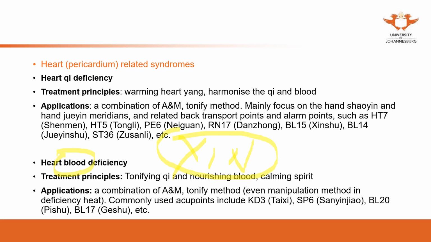The treatment principle is to tonify the qi and nourish the blood to calm the spirit. We use the combination of acupuncture and moxibustion, with reinforcing technique. If it is due to deficiency heat, yin deficiency with deficiency heat, then we use even manipulation technique. We can use kidney 3, spleen 6, bladder 20, bladder 17. Why do we use bladder 17?